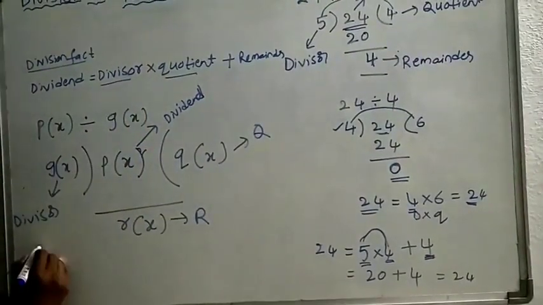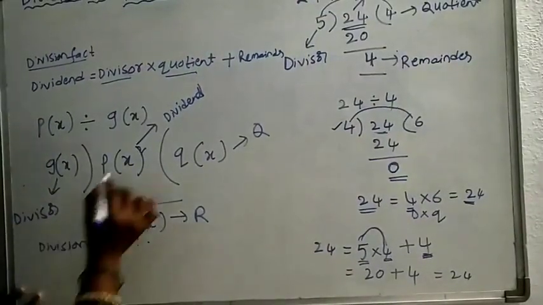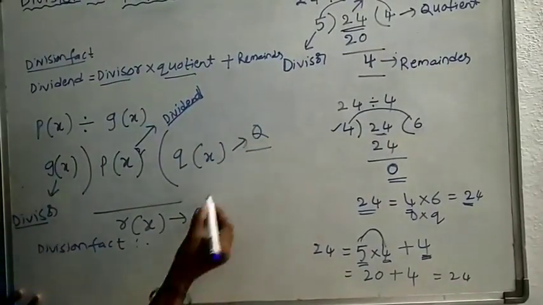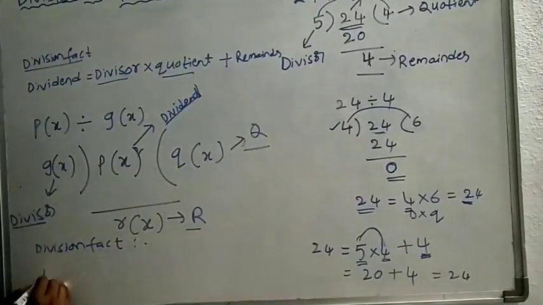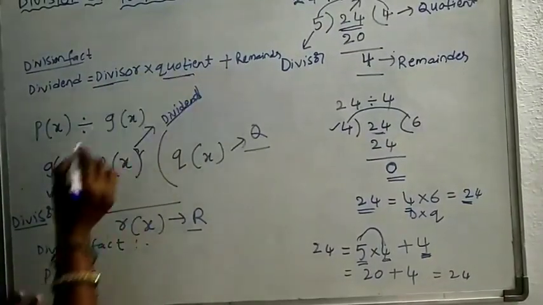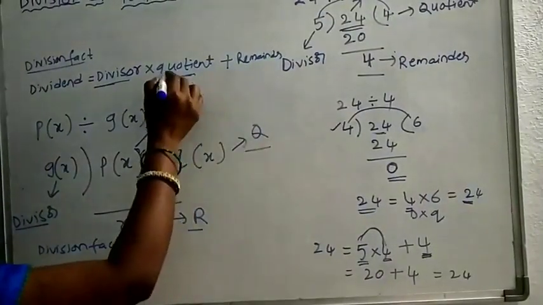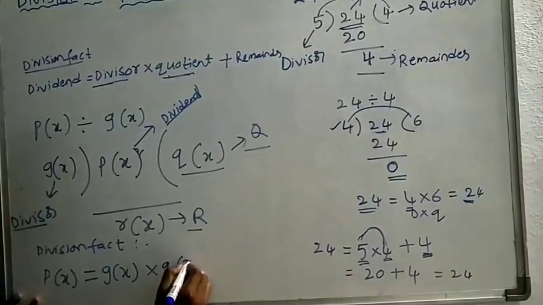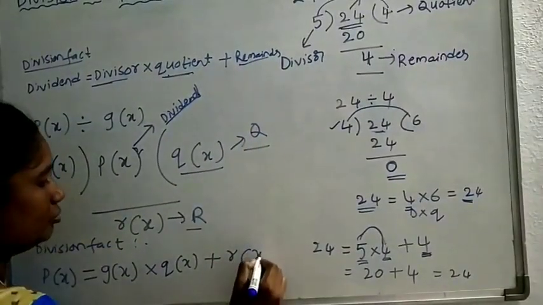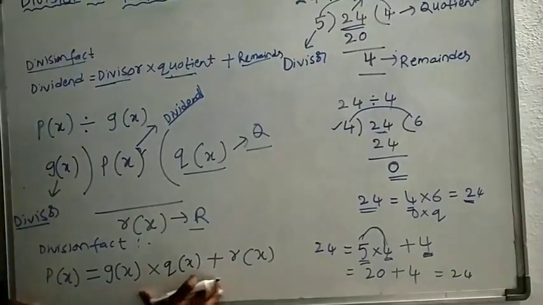Like the numerals, for polynomials also division fact is applicable. What is division fact? Dividend is equal to divisor into quotient plus remainder. What is dividend here? P of x is equal to divisor into quotient. What is divisor? G of x into quotient. Quotient is q of x plus remainder. Remainder is r of x. This is the division fact for polynomials. For every polynomial we can check this.